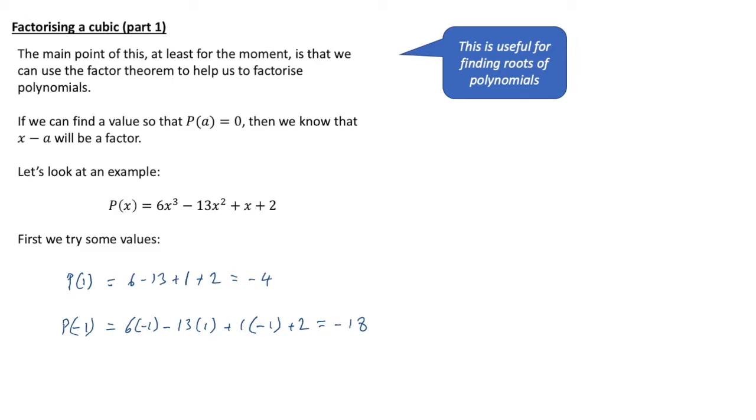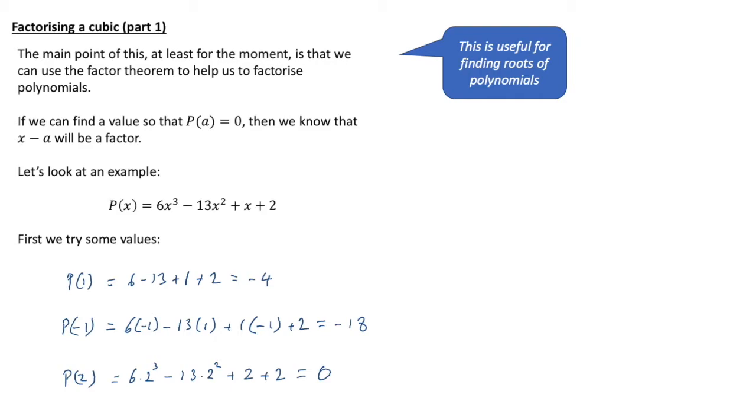Now, because of the space left on the page, you're probably guessing that the next one might work, but let's have a check of it anyway. So we have P of 2. So that's going to be 6 times 2 cubed, take away 13 times 2 squared, plus 2 plus 2. Now the positive terms there are 6 times 2 cubed, which is 6 times 8, which is 48. 48 plus 2 is 50, plus the other 2 is 52. And the negative terms are 13 times 2 squared, which is 13 times 4, which is also 52. So we have 52 take away 52, which is 0.